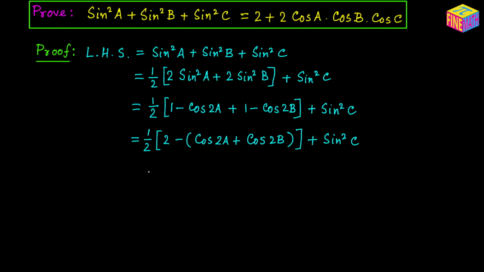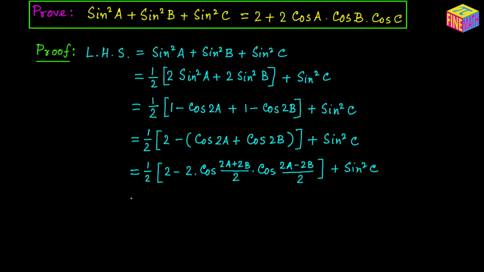Now, we are going to convert cosine of 2a plus cosine of 2b into the product form. So we can write it as 1/2 times 2 minus cosine of 2a plus cosine of 2b. We can use the cosine of c plus cosine of d form, so that would be 2 times cosine of c plus d over 2 times cosine of c minus d over 2. So that would be 2 times cosine of 2a plus 2b over 2 times cosine of 2a minus 2b over 2. And then outside, of course, we have positive sine squared of c.